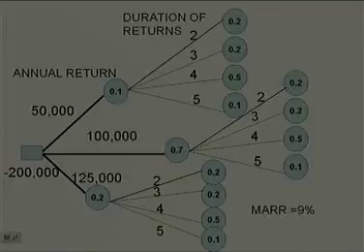Now, the duration of returns could be 2 years, 3 years, 4 years, or 5 years, and the associated probabilities are also known to us: 0.2, 0.2, 0.5, and 0.1. Likewise, for all the cases, we have got the similar probability values. The minimum attractive rate of return given is 9%.